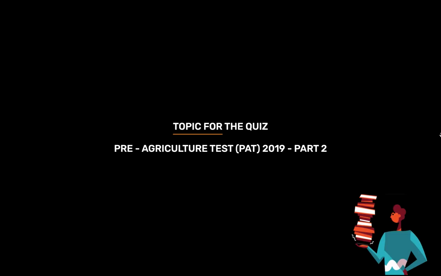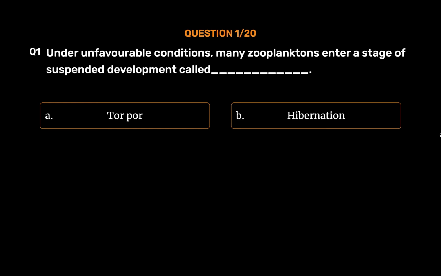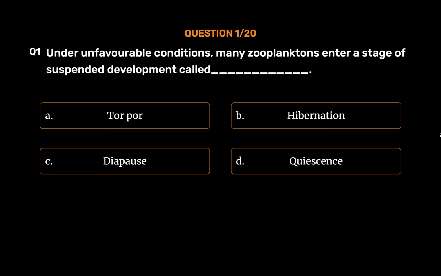Topic for today's quiz is Pre-Agriculture Test, PAT, 2019, Part 2. Question number 1. Under unfavorable conditions, many zooplanktons enter a stage of suspended development called underscore. Option A. Torpor. Option B. Hibernation. Option C. Diapause. Option D. Quiescence. The correct answer is Option C.